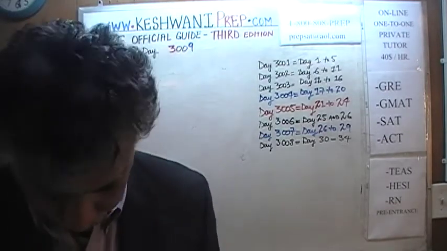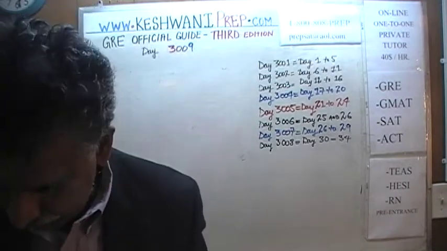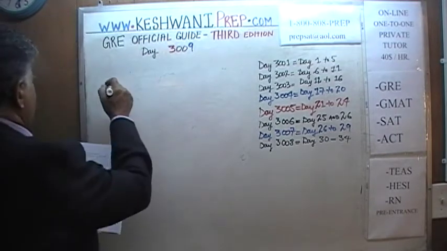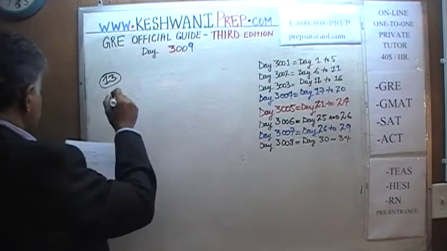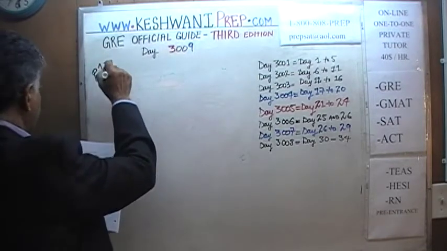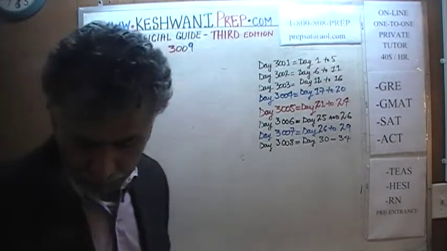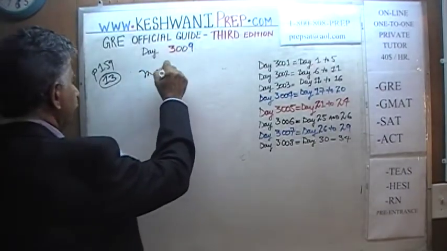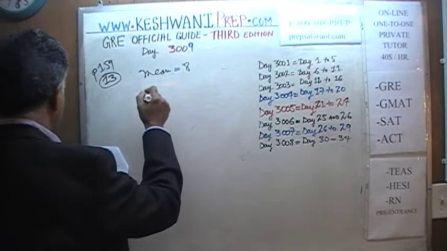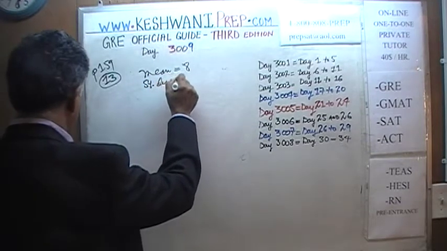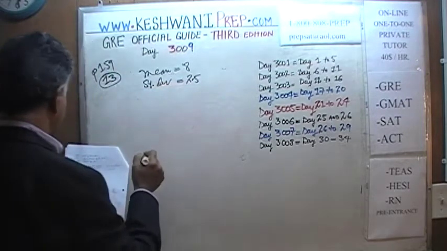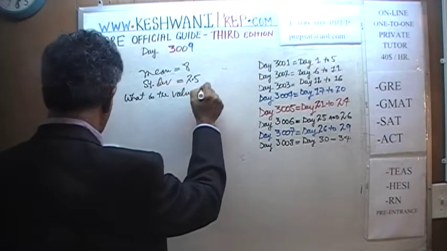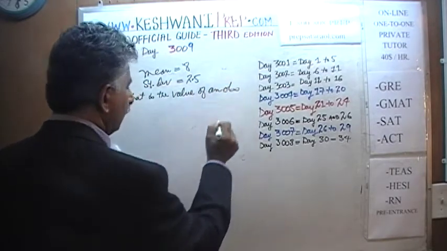In the next problem, problem number 13, on the same page, we are given a list of numbers. Well, actually, we are not given a list of numbers. It says a list of numbers has a mean of 8. So, a list of numbers has a mean of 8. We are further told that the standard deviation is equal to 2.5. Question is, what is the value of an observation?